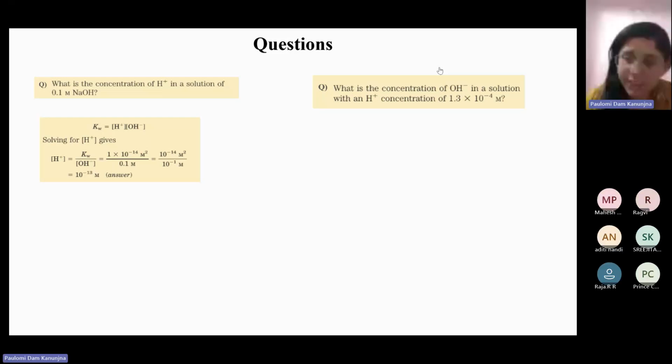You basically have to apply the same formula. So you have the values of OH minus ions this time, and you need to calculate the opposite. You need to calculate the values for H plus ions. So what do you think the answer is?